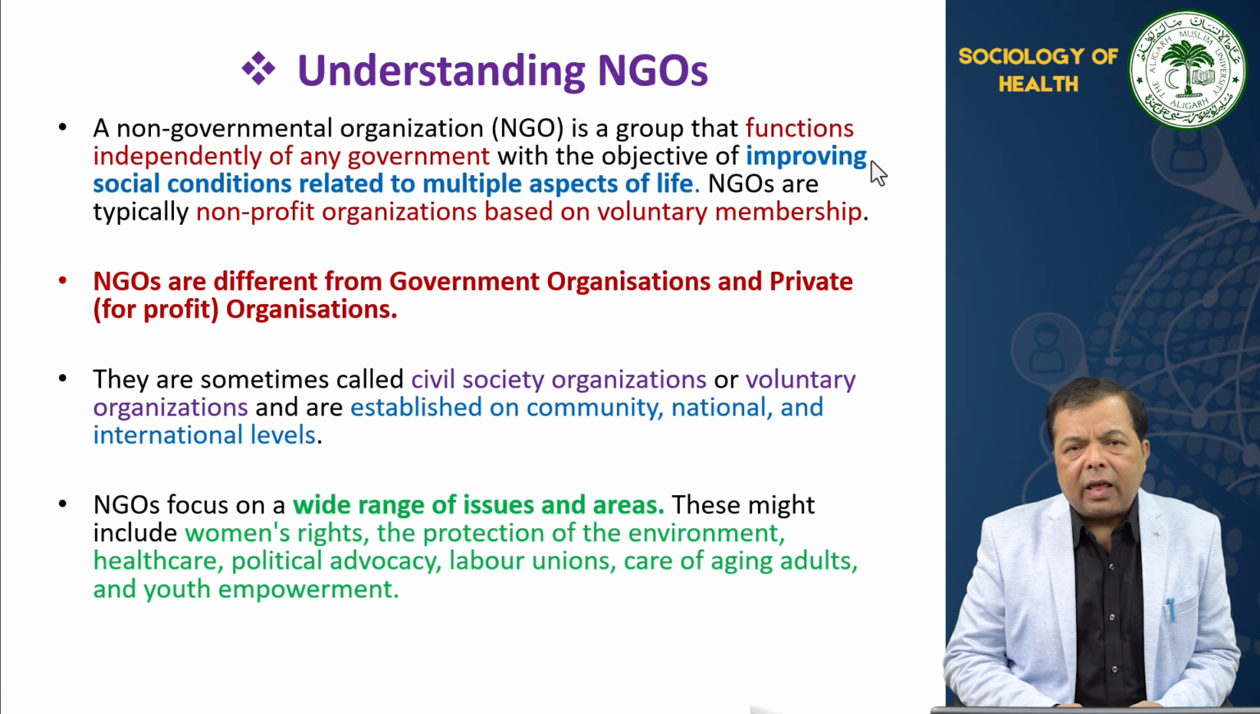So if there is an issue in any society where there is a gap between the government and the people, then basically people may organize themselves, and that may become a civil society organization. And when that is getting a little more structured, then it may become an NGO also, depending upon the situation. But that way, an NGO is also identified as a civil society organization. And sometimes the word voluntary organization is also used, because that is based on the voluntary membership of people.